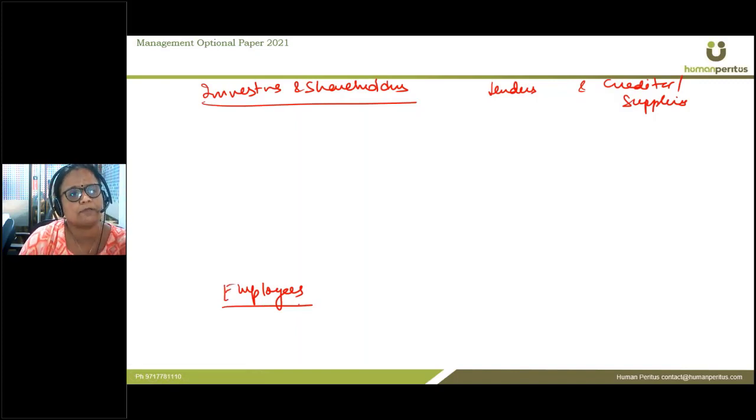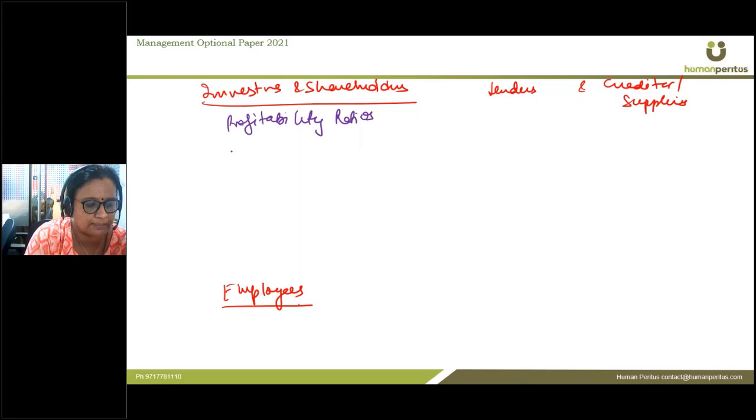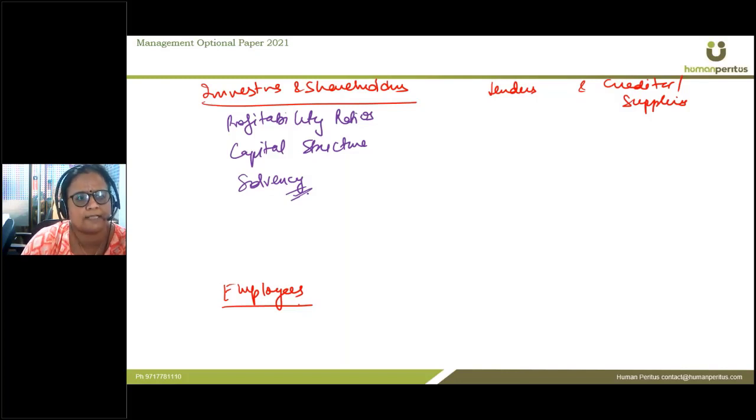So if I talk about investors and shareholders, they must ascertain profitability ratios. All the profitability ratios must be checked out by them. Then capital structure ratios. This will give them the idea whether the funding of the company is from equity or whether more of a debt component is there in the capital structure, right? Then we must be aware of the solvency of the company, so that can be calculated through solvency ratios. And all the turnover or activity or performance ratios should be ascertained by the investors.